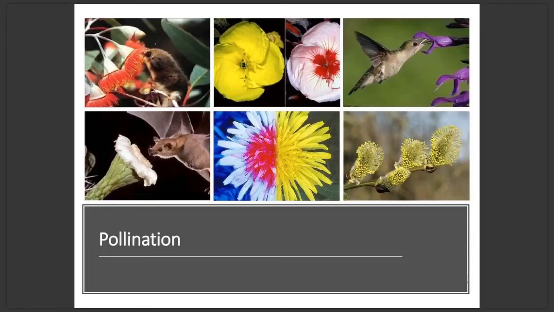So, by providing a reward, usually in the form of nectar or by sacrificing some pollen, they can entice animals to visit their flowers. The animals then become coated with pollen and pass it on to the next flower they visit. Now, different plants use different strategies to entice mammals and birds.